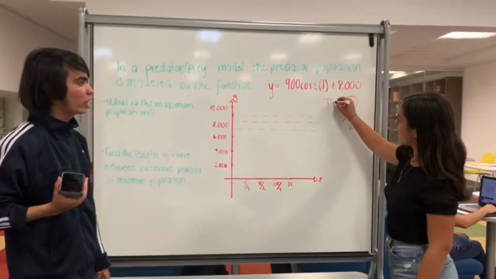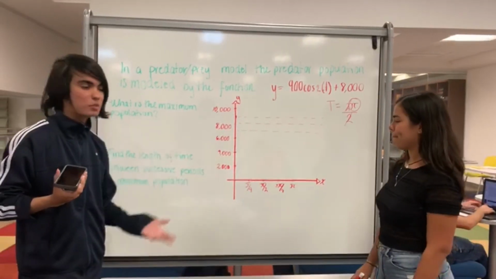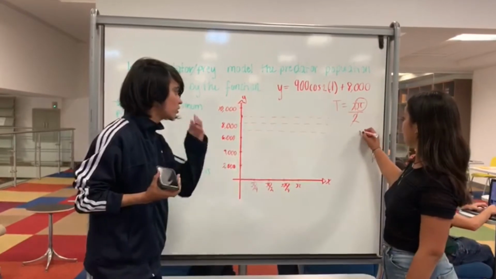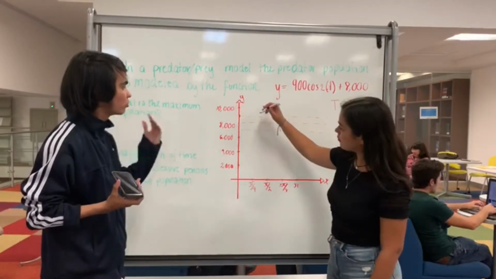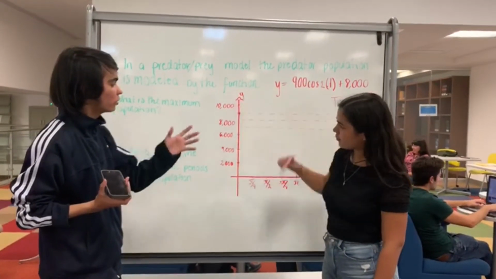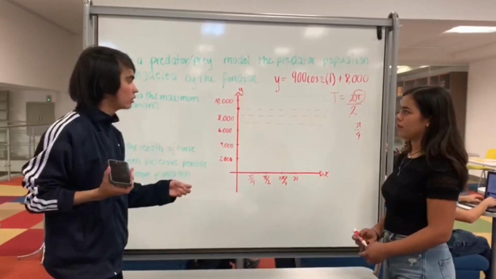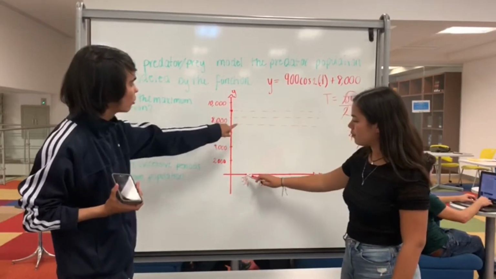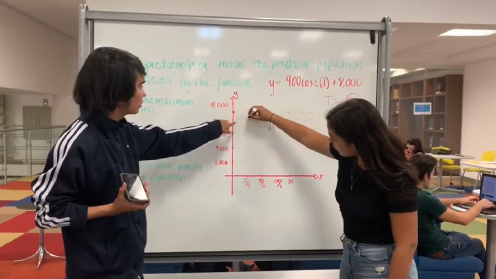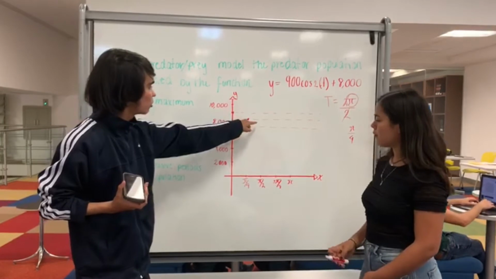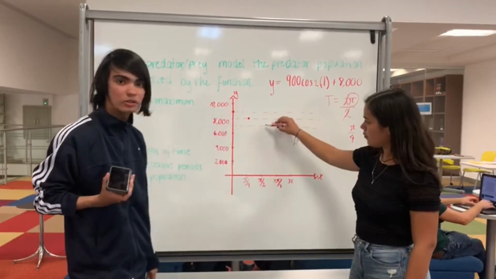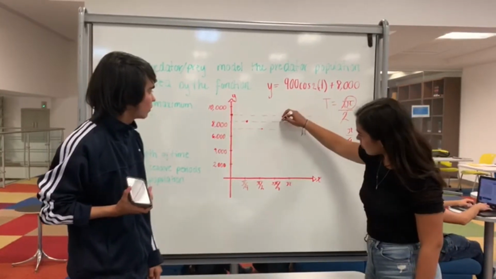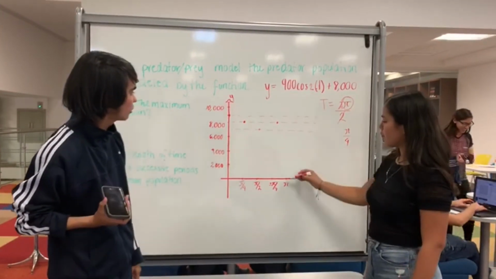Now, if we want to find the space between the points, you just divide it by 4, so it's pi over 4. Now we know where to put the points and until when it will end, the period. So we start on the top, that is 8,900. Then we will go to 8,000 on pi over 4. Then we will go to 7,100. Then again to 8,000. And then again to 8,900.